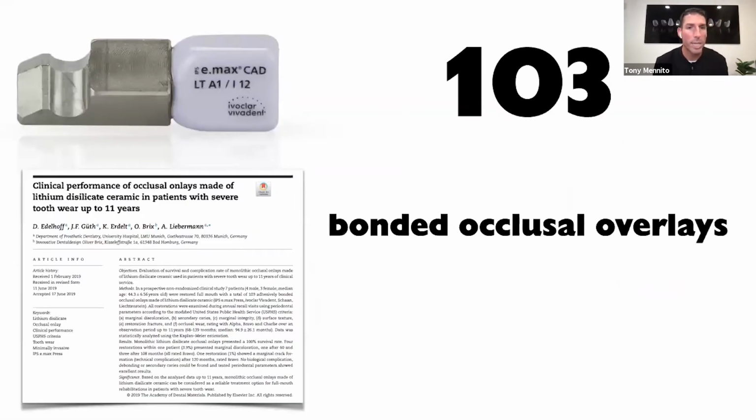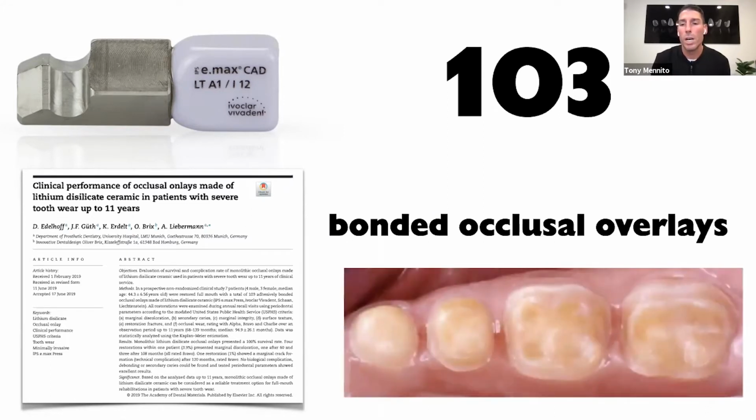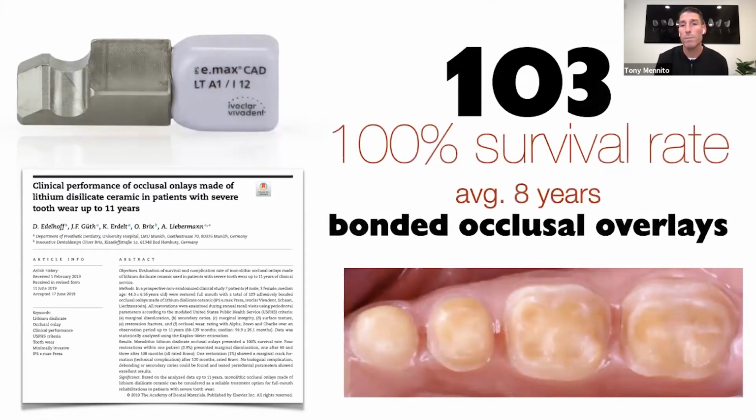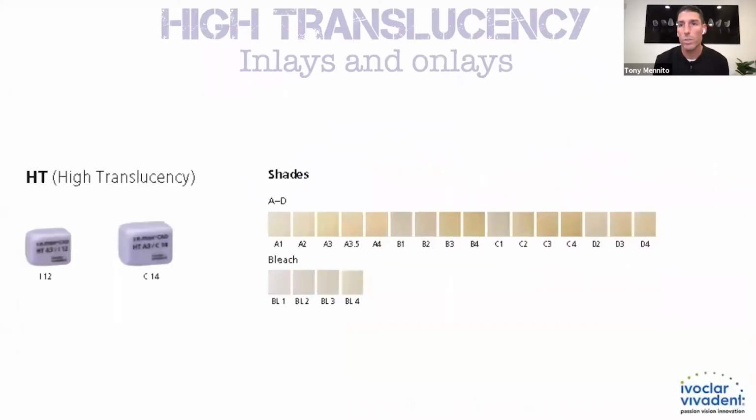So here's just one example of one of those studies that I pulled up, where they looked at 103 bonded occlusal overlays. So these are really conservative emax occlusal overlays, basically tabletop type preps, where they followed 103 restorations, preps that look like this, basically, where you're bonding to a lot of enamel, and they found 100% survival rate for an average of 8 years. So really good durability when you know your material and you know your cementation and bonding protocols. You can really have successful results.